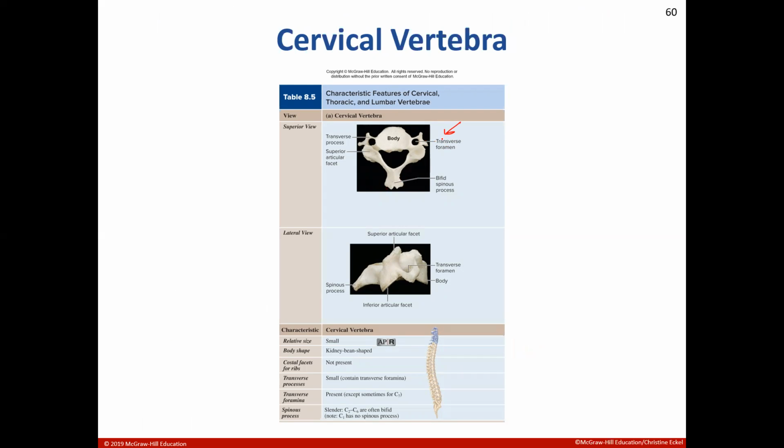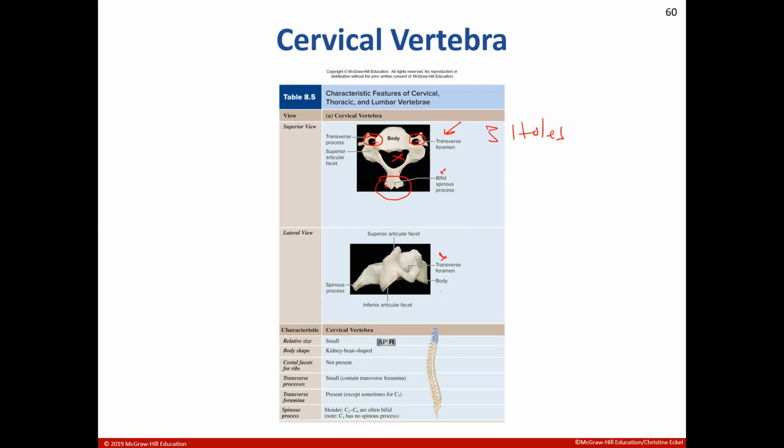Now, the key with the cervical vertebrae is there's 3 holes. There's the vertebral foramen, which we saw, but cervical vertebrae have transverse foramen. And this is a hole for the vertebral artery. So that's really important. And they have like a tail fin spinous process. It's called bifid because it has 2 parts.